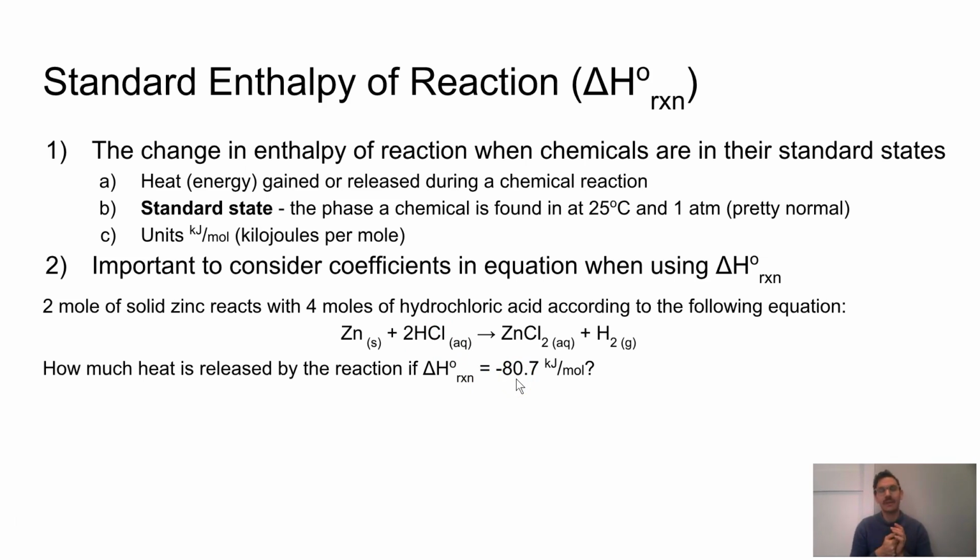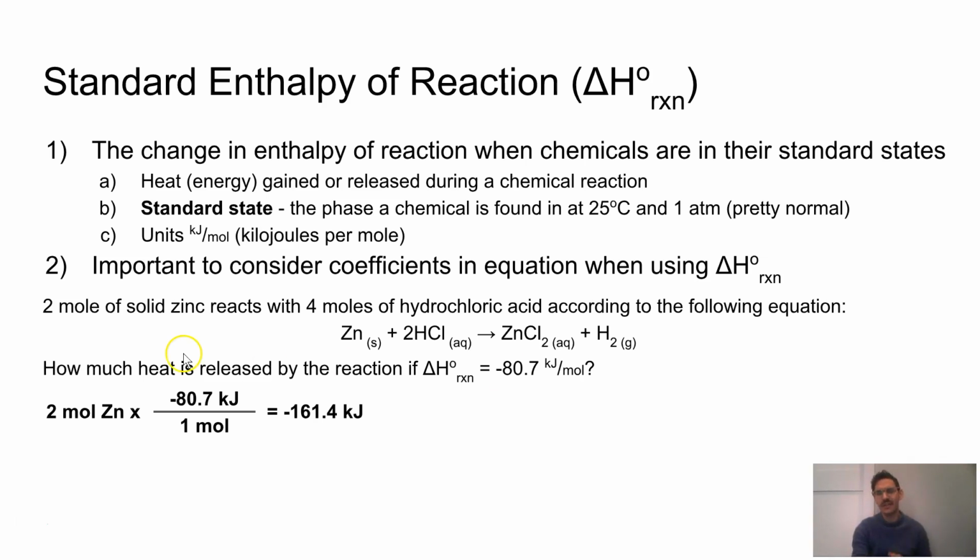Negative 80.7. If we have a negative delta H, that tells us we have, what is it, exothermic or endothermic? Think about it. Yeah, that's right. It's going to be exothermic. A negative delta H is going to be exothermic. Cool. So let's do this calculation. We'll take our 2 moles of zinc, and we can use this as a conversion factor because it's got 2 units in it. It says we got this many kilojoules for every 1 mole. So, bam, we can multiply that out, and we'll get this answer.